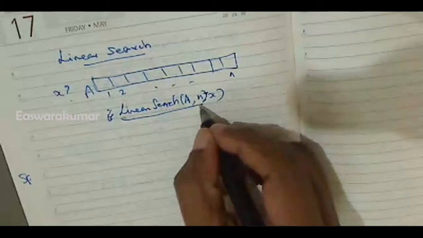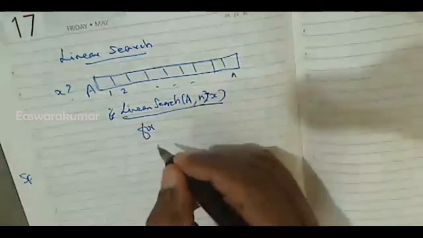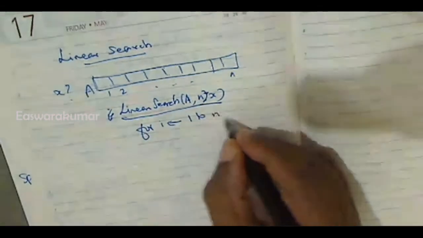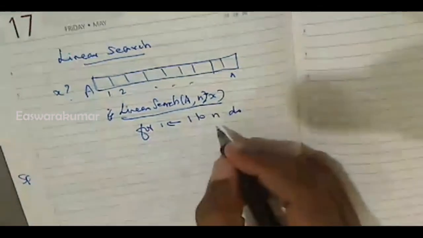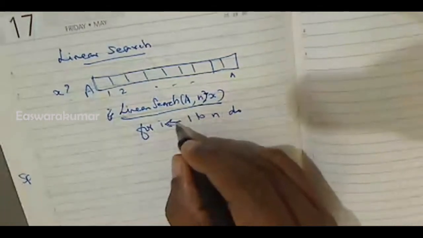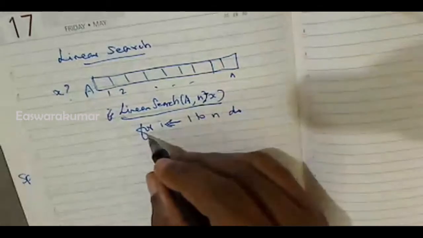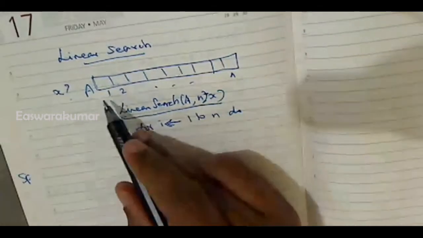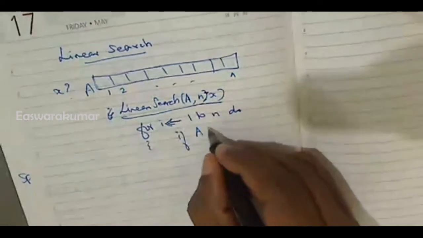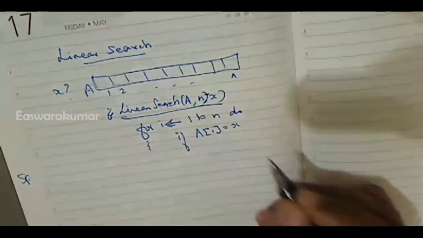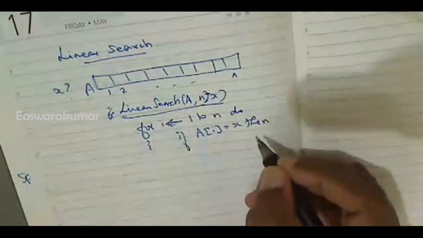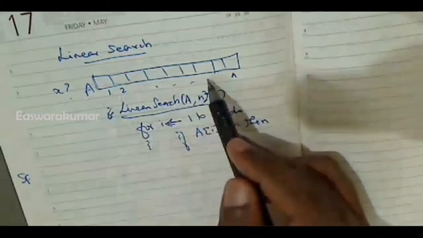So in this algorithm, what can we do? According to our logic, we can put a for loop: for i = 1 to n do. This is algorithmic language, not C language. For assignment, I am using this symbol. For i = 1 to n do, because there are n locations available. There, we check if A[i] is equal to x, going from one position to another.